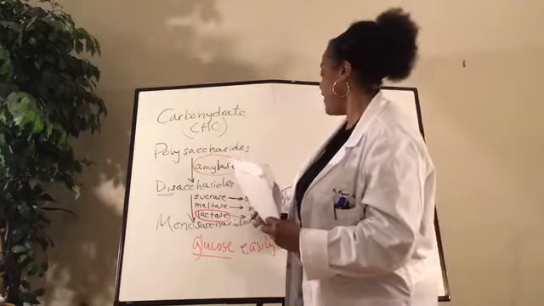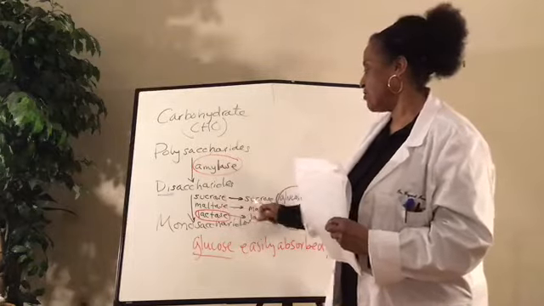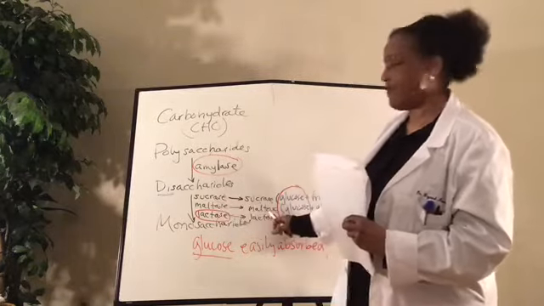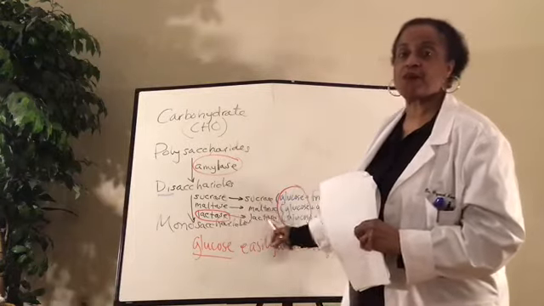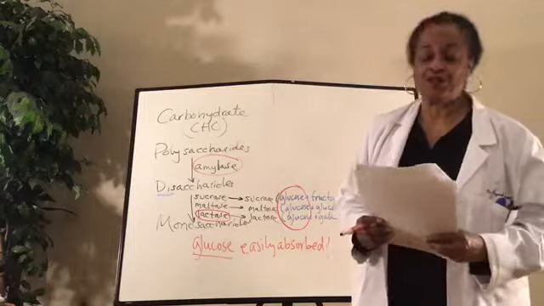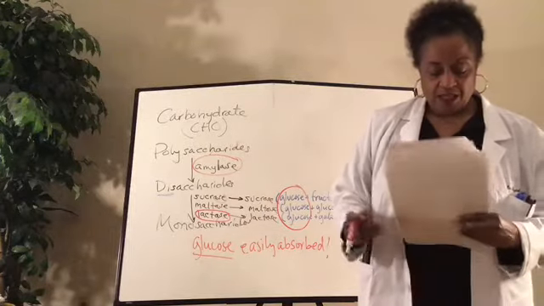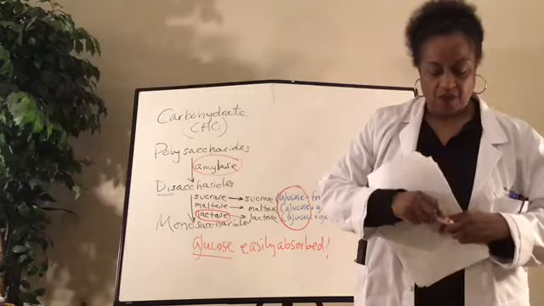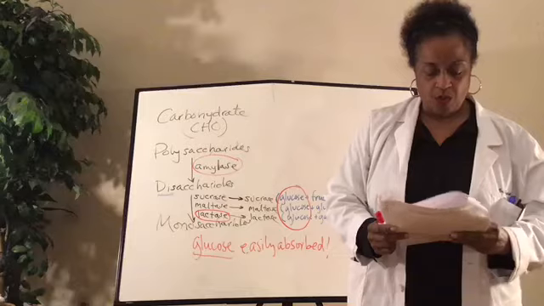So these fit perfectly: sucrose, sucrase, enzyme, substrate. Enzyme maltase fits perfectly into substrate maltose. Enzyme lactase fits perfectly into the substrate of lactose. The end product of carbohydrate digestion is glucose, which is easily absorbed.